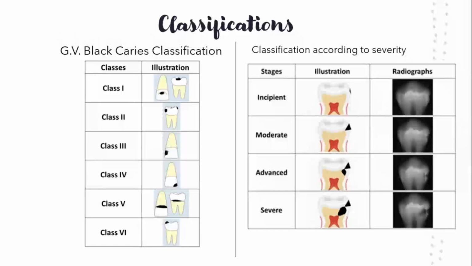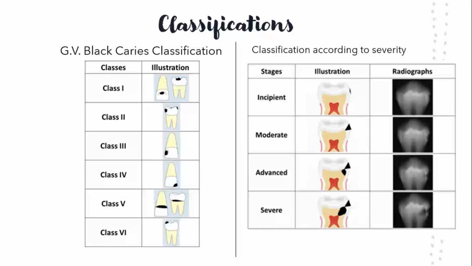There are two types of classifications of dental caries. First, the G.V. Black caries classification, and the other is according to the severity of caries in the tooth. Dr. G.V. Black developed a system to categorize carious lesions based on the type of tooth affected, anterior or posterior tooth, and the location of the lesions like lingual, buccal, occlusal, and etc.